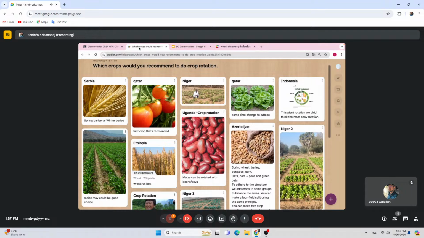Since it's a crop rotation, you can put as many crops as possible in your country for suggested or recommended crops as part of your crop rotation practice.